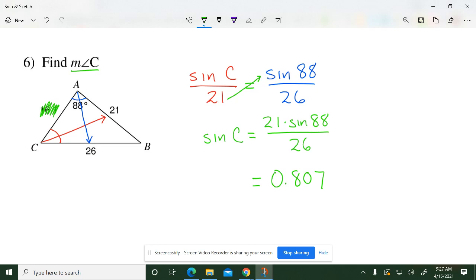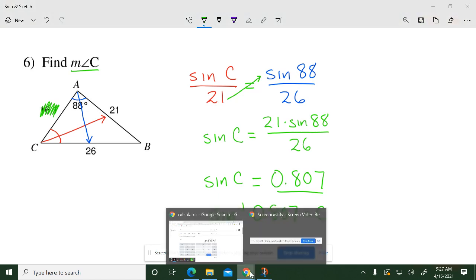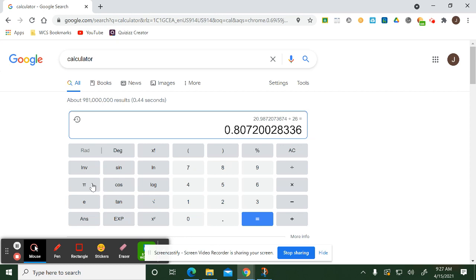Now, that's not my answer, though, because that is sine of angle C. I want to actually know what angle C is. So as with other problems we've done, whenever you're trying to find an angle, you have to do the inverse. So now I have to take the inverse sine of this number I just wrote down, 0.807, and that is going to tell me what my angle is. I'm going to go back to the Google calculator. And remember, make sure you're set on degrees, and I am, so I'm good there.